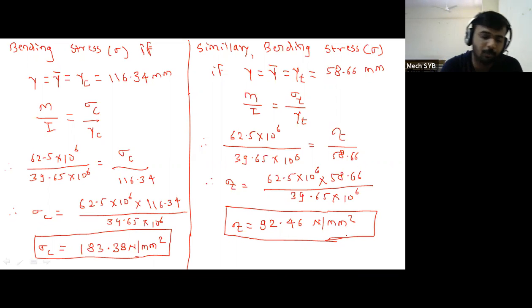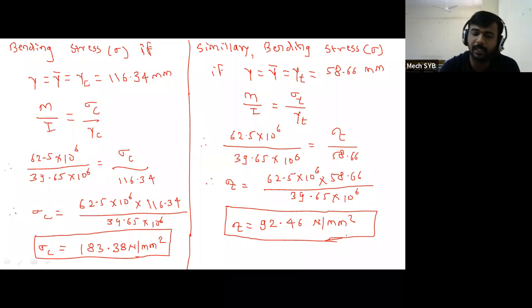.46 Newton per mm square. So sigma t is equal to 92.46 and sigma c is equal to 183.38 Newton per mm square. So both are the bending stresses. Sigma t is a bending stress and sigma c is also a bending stress, because both are developed if your beam is subjected to some amount of bending moment. Both calculations use the same bending moment, and these stresses are developed due to the bending stress only.